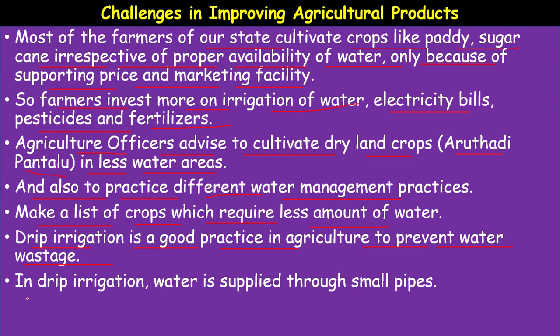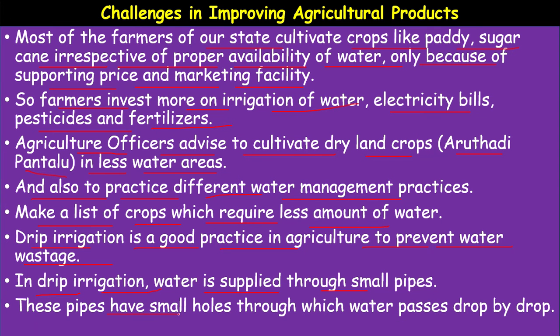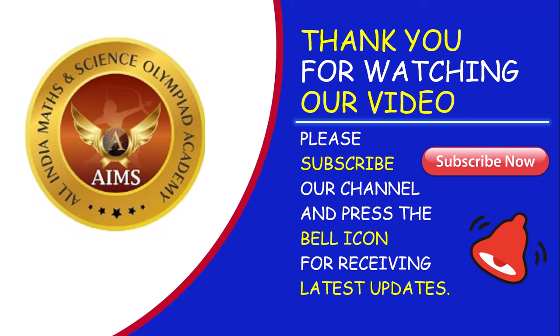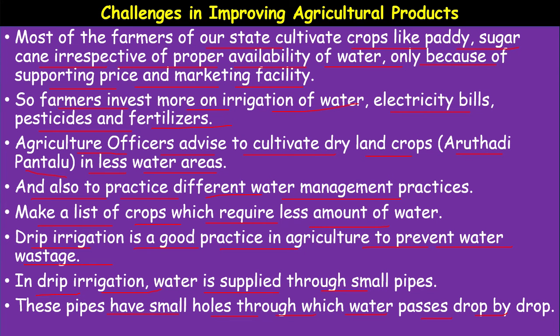In the drip irrigation method, the water is supplied through small pipes. These pipes have small holes through which water passes out drop by drop. Okay, this drip irrigation method is well suited for horticulture crops like fruit yielding crops and flower yielding crops. Okay, children. So, this proper irrigation, nutrient management, irrigation methods, and the advantages and disadvantages of chemical fertilizers and all those things.